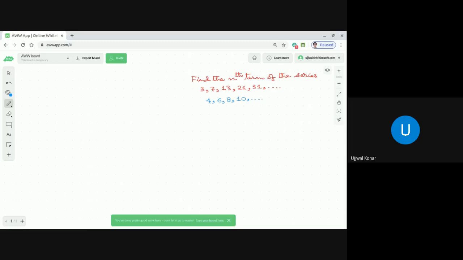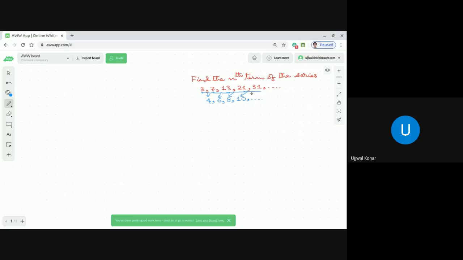But the point is that you are not going to find the summation or nth term of the series written in blue. You need to find the nth term of the previous one, which is in red. Correct or not? So it is the difference between 3 and 7, which is coming as 4. Difference between 7 and 13, coming as 6. Difference between 13 and 21, coming as 8. Difference between 21 and 31, coming as 10.